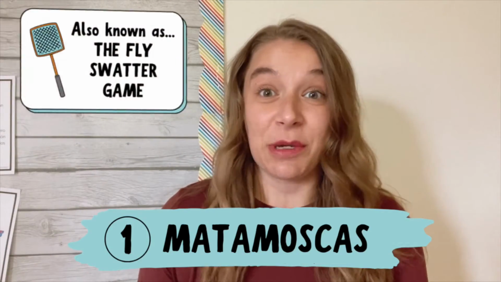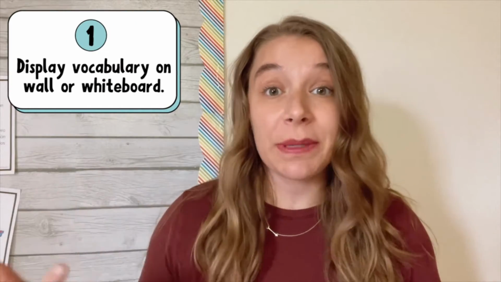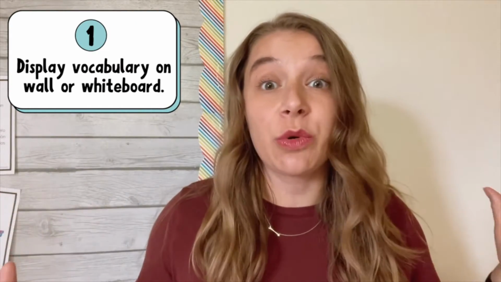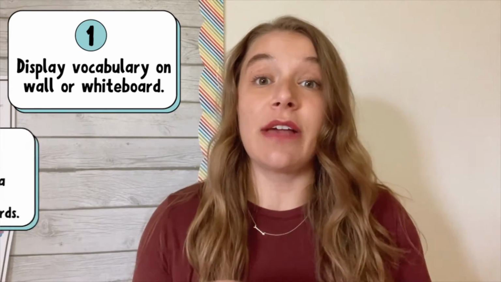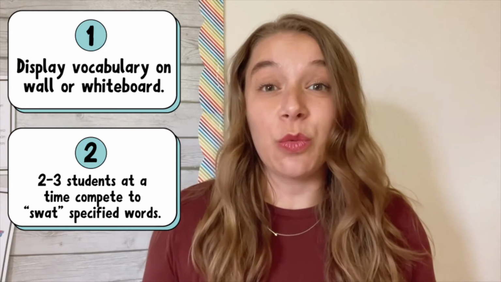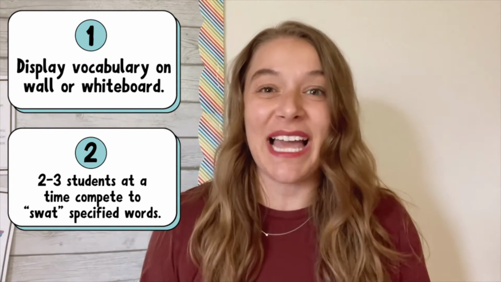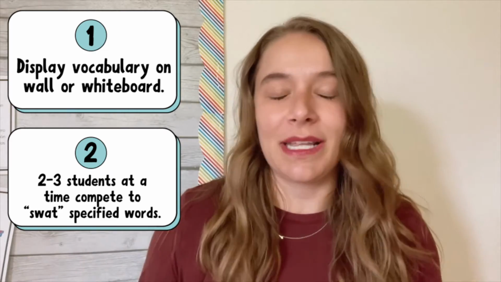Vocabulary activity number 1 is matamoscas, or the fly swatter game. The way this one works is you're going to hang up words or phrases or pictures on the wall or on the whiteboard, and you're going to spread them out. Then you're going to have 2, maybe 3 students, each with a fly swatter, and as you call out words or phrases, they're going to race to be the first to swat it, to splat it. And then they get points depending on who's there first.